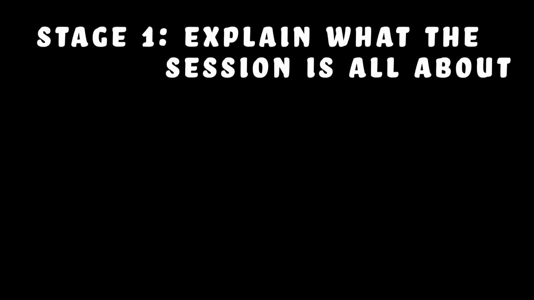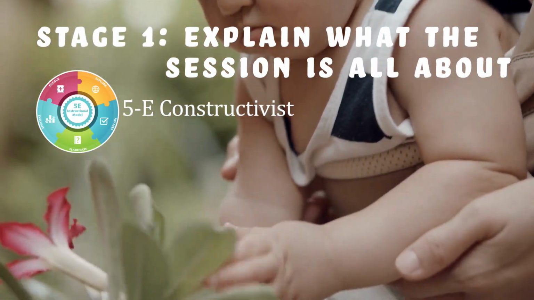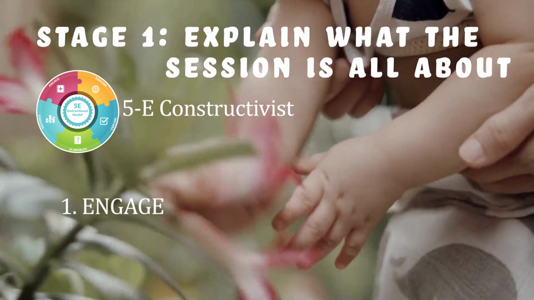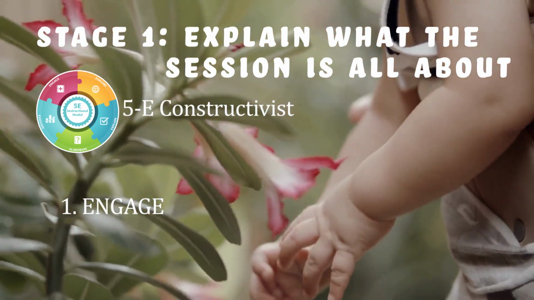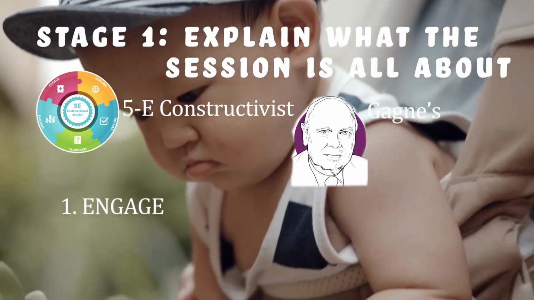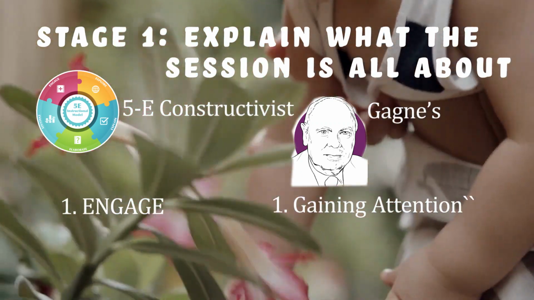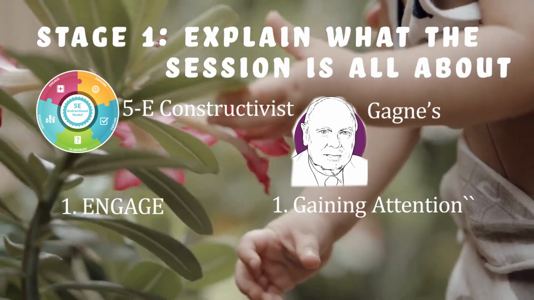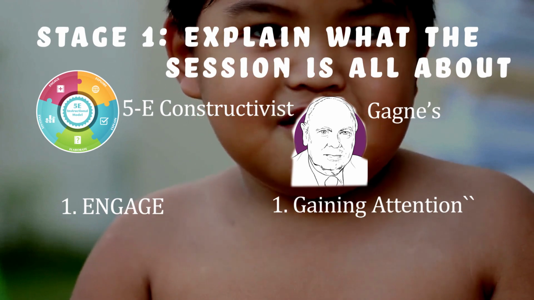Stage 1, as mentioned, is explaining what the session will be about. In this stage, the number one step of the 5E model is involved. The engage part is where activities that will mentally engage the students are done. These activities will help learners make connections with what they know and what they can do. In terms of the Gagne model, stage 1 contains 3 of its steps. The first step is gaining attention. In this part, we try to capture and captivate students' attention, hoping to stimulate their curiosity regarding the topic.